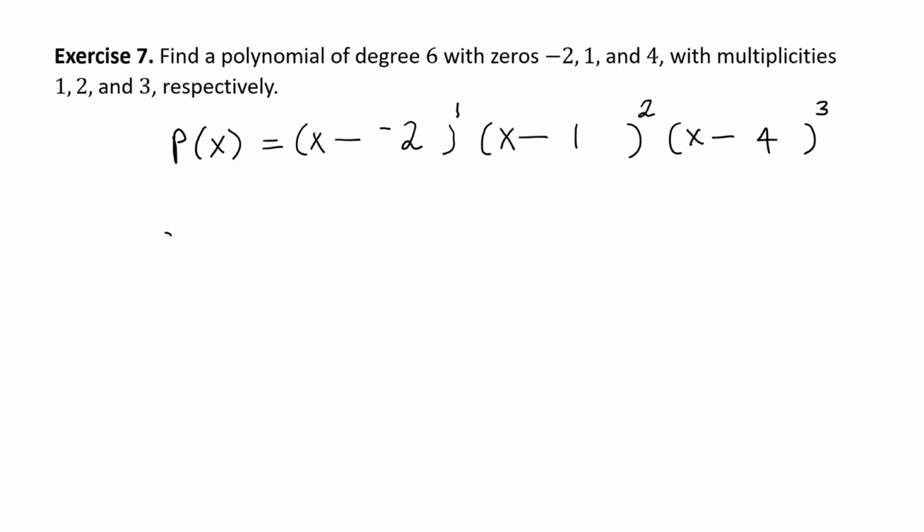Clean this up a little bit, and we'll get that the polynomial P of x is equal to x plus 2 times x minus 1 squared times x minus 4 cubed.